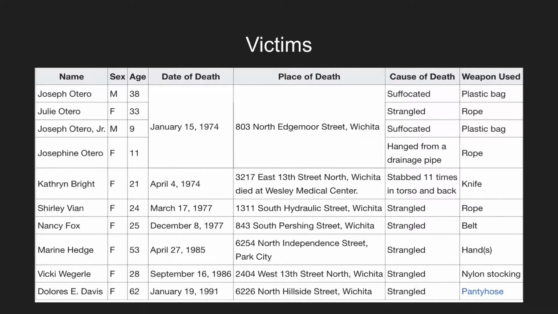This is the list of his victims. He murdered 10 people. 7 of them were females, 2 of them were males, and the other one is a child.